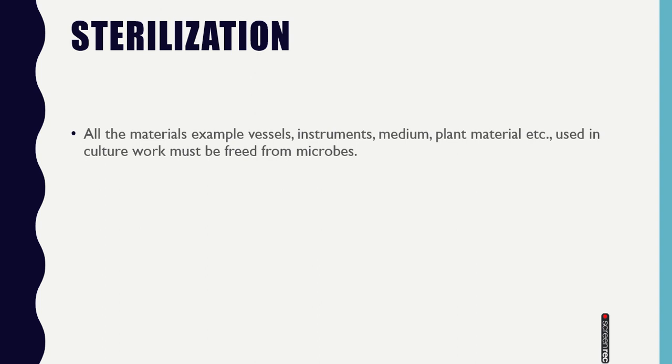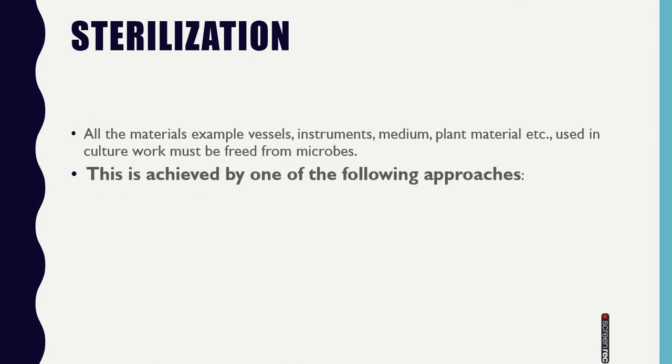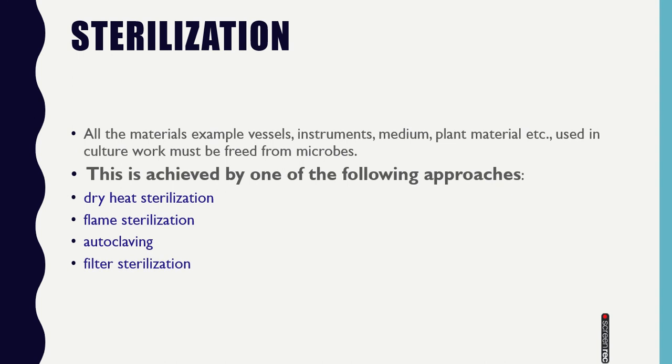Now about sterilization. All the materials, for example vessels, instruments, medium, plant materials, etc., used in the culture work must be free from microbes. This is achieved by one of the following processes: dry heat sterilization, flame sterilization, autoclaving, filter sterilization, wiping with 70% ethanol, and surface sterilization.